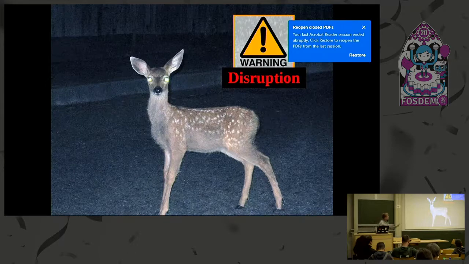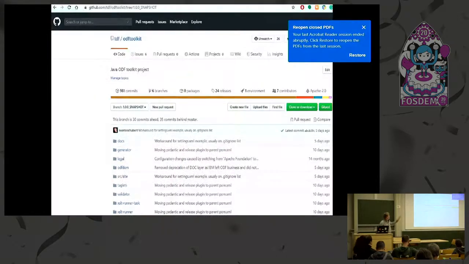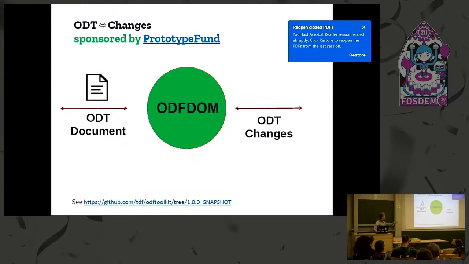So what kind of disruption might happen there? We have in the TDF a new toolkit, more or less new. It started with Sun in the beginning of the 2000s. And we put all the Java source code we have to manipulate ODF documents. And it went from Apache now to TDF and was forked by Open-Xchange for their backend. And I merged it back. And soon, you see, there's a snapshot 1.0.0. This feature will be integrated. And this is all. Wait a minute, how can I do this?